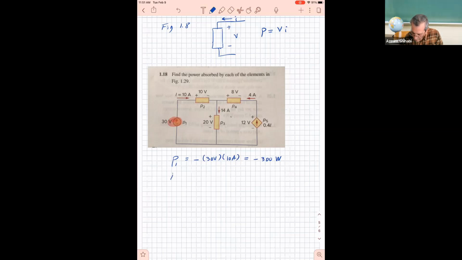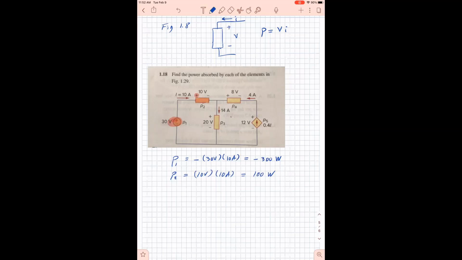P2, which is the power absorbed by this element here. Notice how the current is going into the element, and look at the polarity of the voltage, positive. So it's going into the element from the positive side. So P2 is just V times I, which is 10 volts times 10 amps, 100 watts.